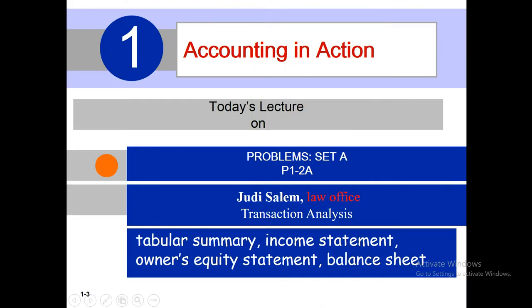Today's lecture is on Problem Set A, P1-2A, Judy Selim Law Office, Transaction Analysis. We need to prepare a tabular summary, income statement, owner's equity statement, and balance sheet.